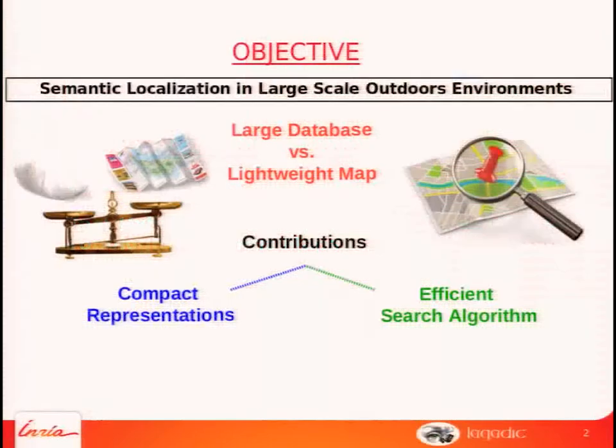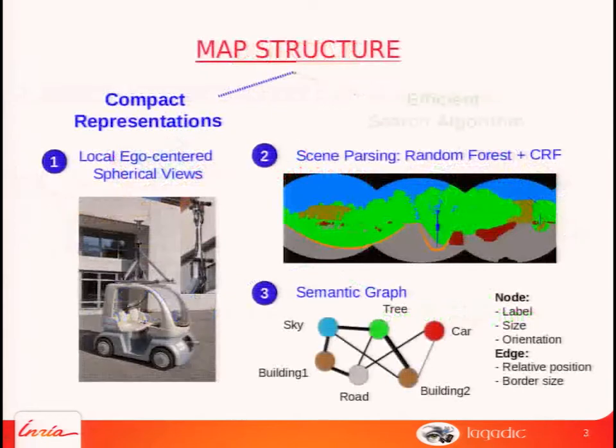Basically, the problem we address is how to efficiently relocalize in large-scale outdoor environments using semantics. This is a challenging task because we have huge maps, and for an efficient search we need lightweight models of the environment. In this paper, our contribution is twofold. First, we propose a new compact representation of the environment, and then we propose an efficient search algorithm to look for content within the map.